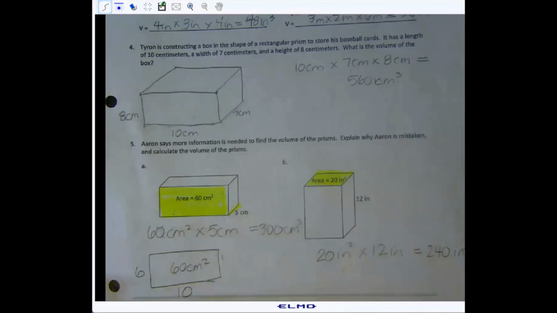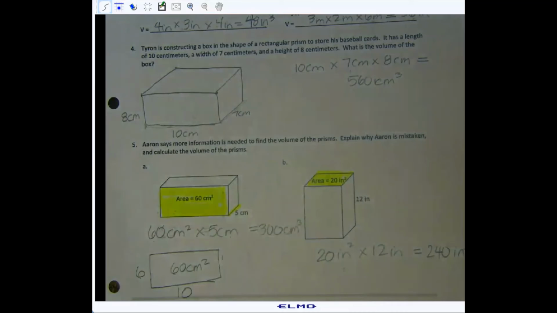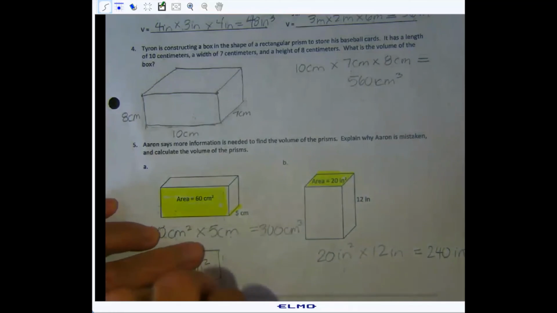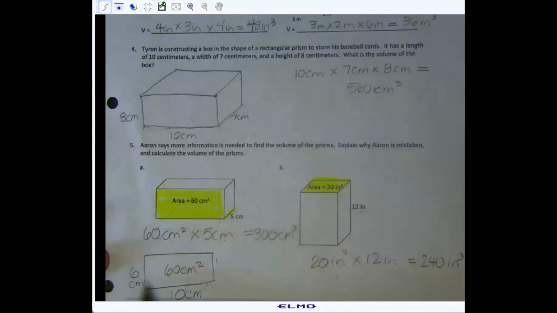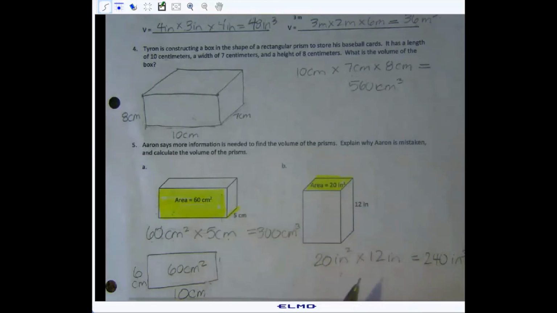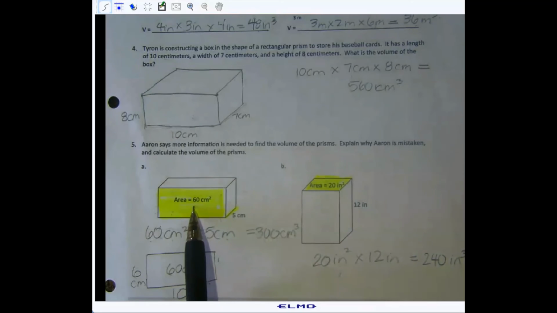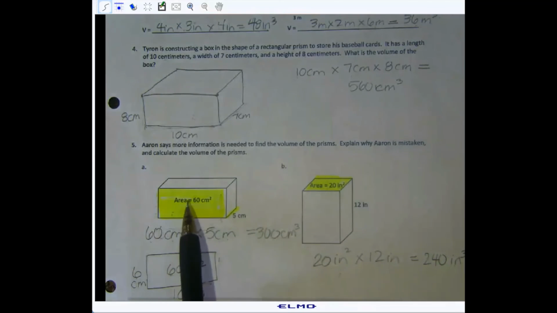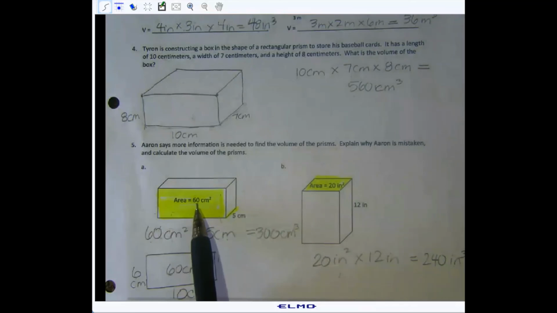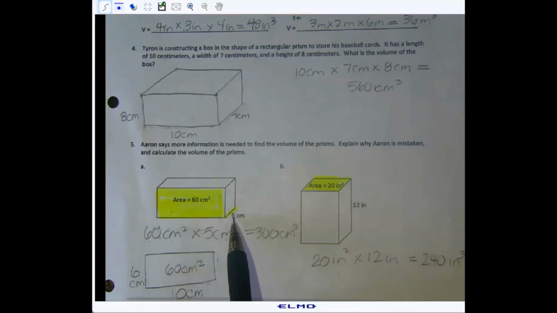I drew that rectangle, that same yellow rectangle right there for you to look at separately. It has an area of 60 centimeters, so clearly the length is probably 10 centimeters and the width is 6. Now there are other numbers it could be. 5 times 12 is also 60. 4 times 15. But that doesn't matter. Whatever those two numbers are, they multiply to 60. And we're asked to find the volume, so we don't need to actually know the specific length and width if we already know what they are multiplied together, right? So we can just take 60 and multiply times 5.